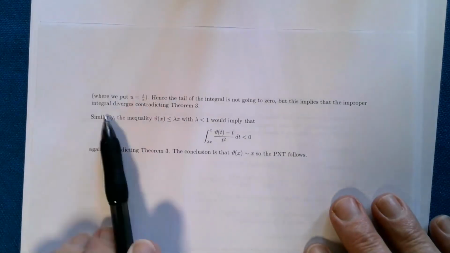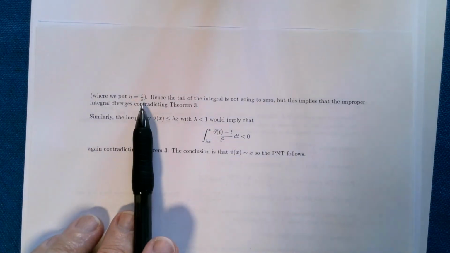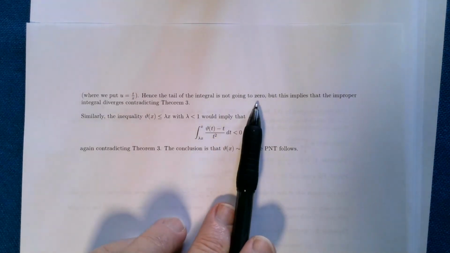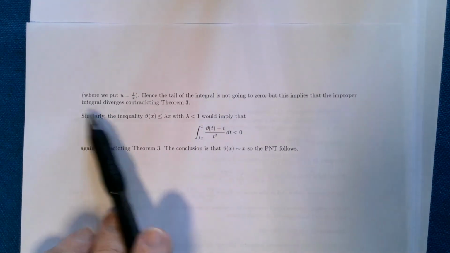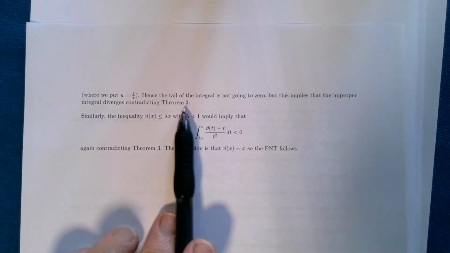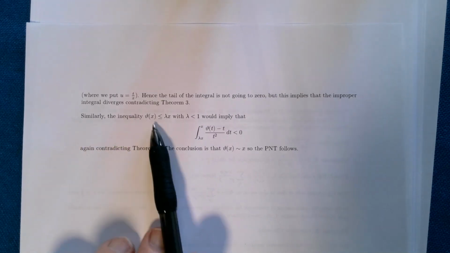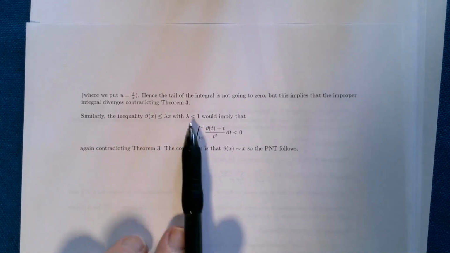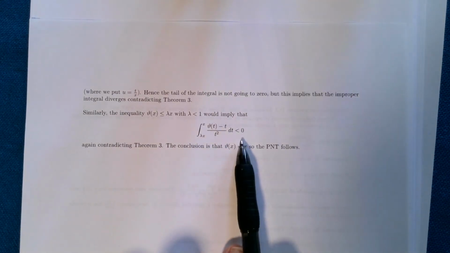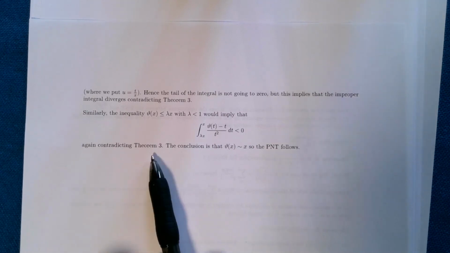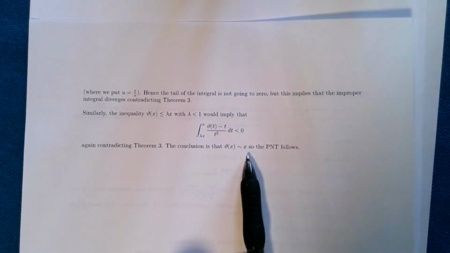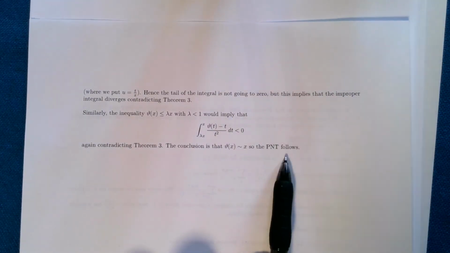Here I put u equals t over x. That means the tail of the integral is not going to 0, but this implies that the improper integral diverges, and that contradicts our theorem 3. So similarly, the inequality theta x is less or equal to lambda x with lambda less than 1 would imply that this integral is negative, and that again contradicts theorem 3, and so we can conclude that theta of x is asymptotic to x, and that the prime number theorem follows from that.